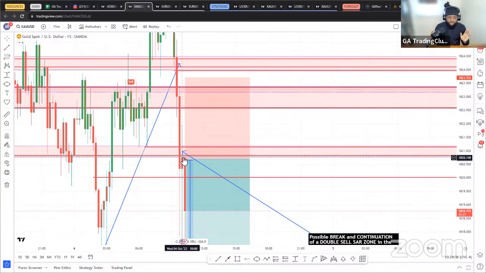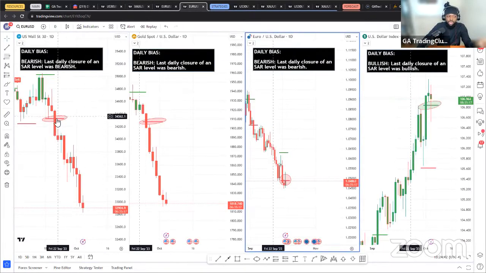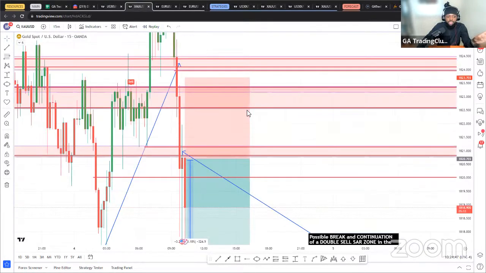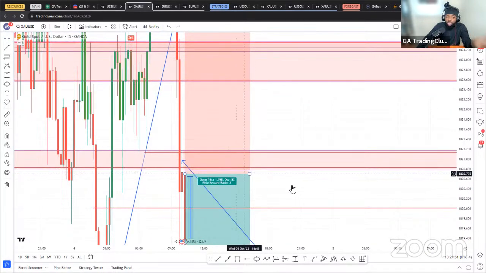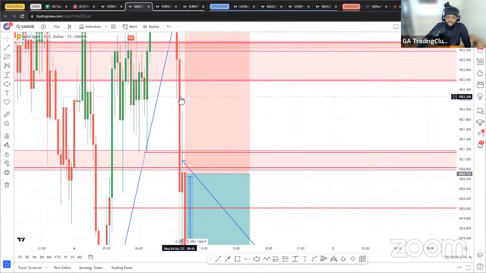That is, to me, the easiest thing, to find your daily bias, because it's so clear. Like, what was that last daily? Same thing about the test and rejection. It's so clear because you just need 2 candles to close below or above. So here, this is my break candle. It closed below my double sell SAR. This is the continuation candle. I wanted it to close where it actually closed, and that's it.